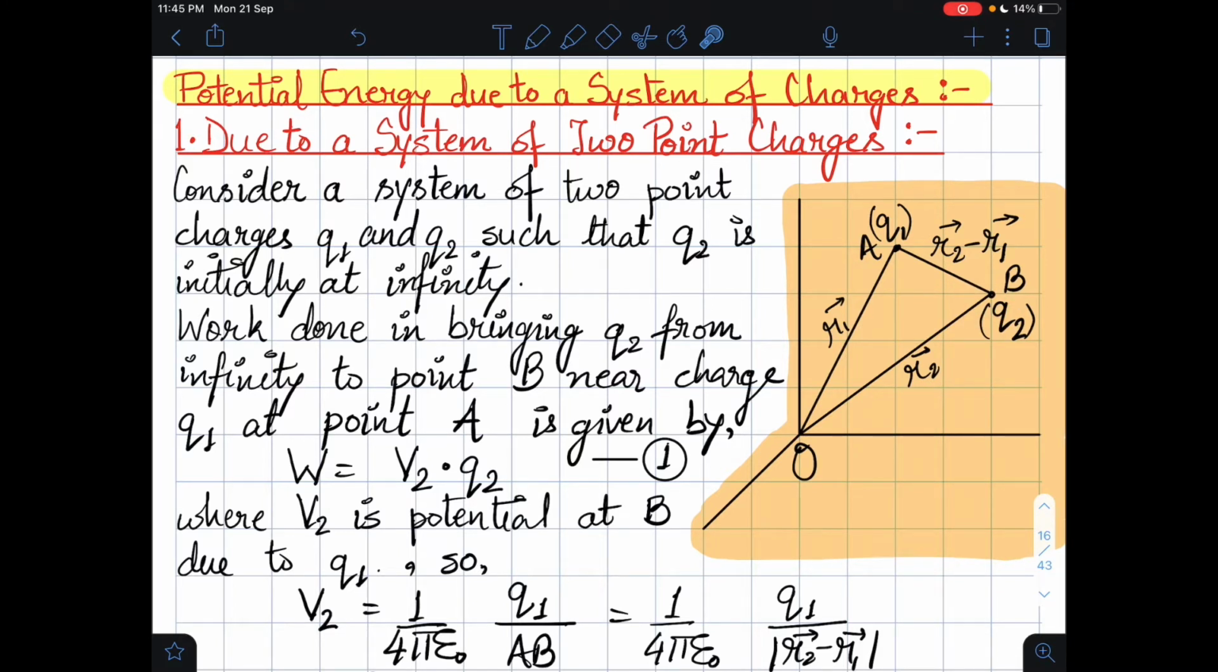The work done in bringing q2 from infinity to point B near charge q1 is given by work equals potential of second into charge of second, where V2 is the potential at B due to q1. So how do we find V2? We find V2 as V2 equals 1 upon 4 pi epsilon naught q1 upon the distance between A and B, or it is equal to 1 upon 4 pi epsilon naught q1 upon mod of r2 vector minus r1 vector.